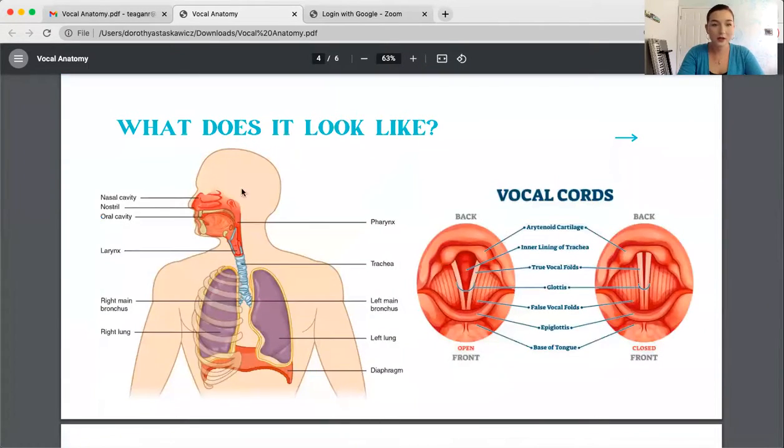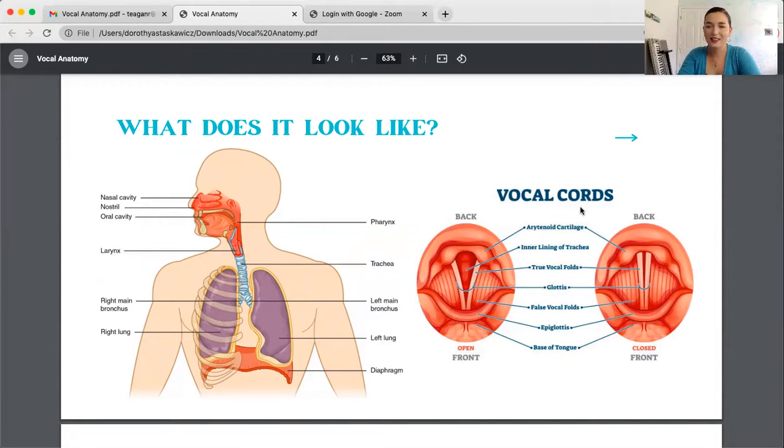Okay, so we're going to look at this person right here. And so as you can see, we have our skull right here, well underneath the skin, as well as the nasal cavity and our oral cavity. And so that's a part of our resonatory system, as is the larynx. And then right down in here, we have our lungs and our diaphragm that are a part of the energizing system. And then these right here are what vocal cords look like.